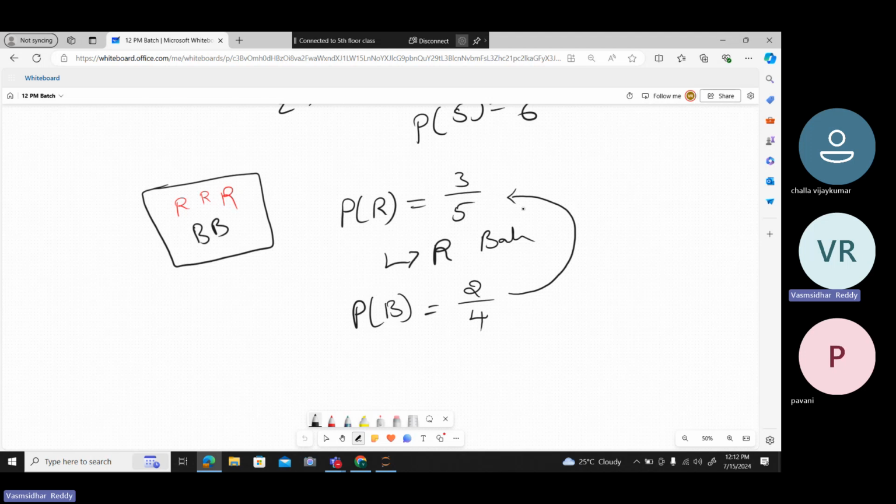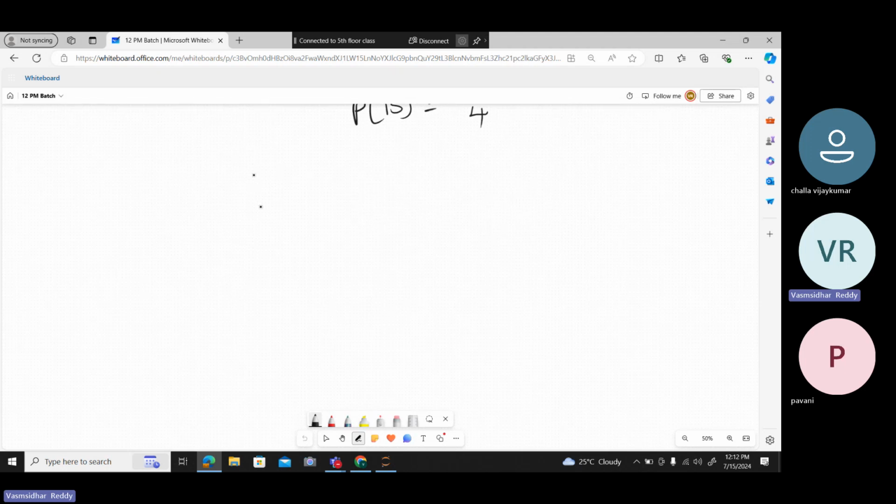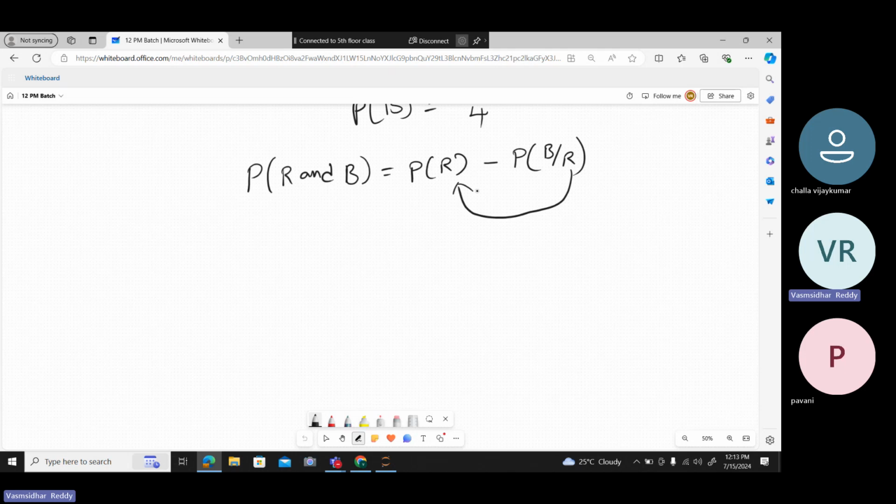Because it is depending upon the previous event. So P of red and black equals P of red into P of black by red, because it is dependent upon the first event. So it is a conditional probability.